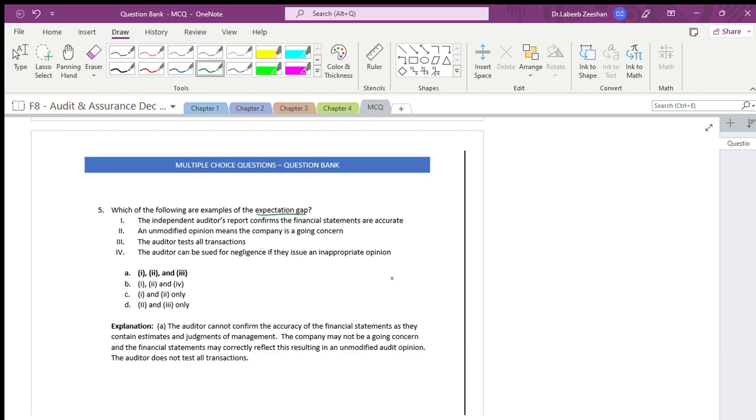The independent auditor's report confirms the financial statements are accurate. They will never say that they are accurate, they will never say correct. All through the time, we are talking in terms of accuracy. An unmodified opinion, the company is a going concern. The unmodified opinion is a positive report; the other is a negative report, that's all.